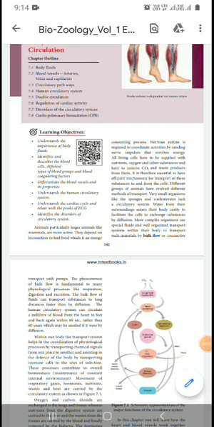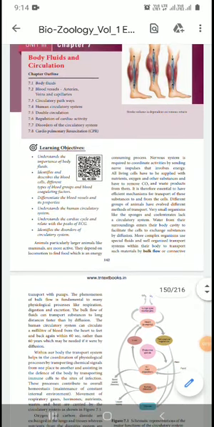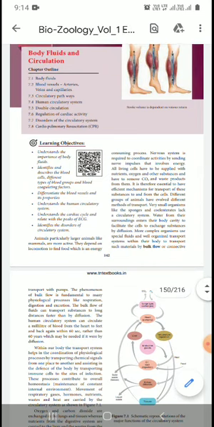Good afternoon, students. Today we will start a new chapter, Unit 3, Chapter 7, body fluids and circulation. In the last class we discussed respiration.